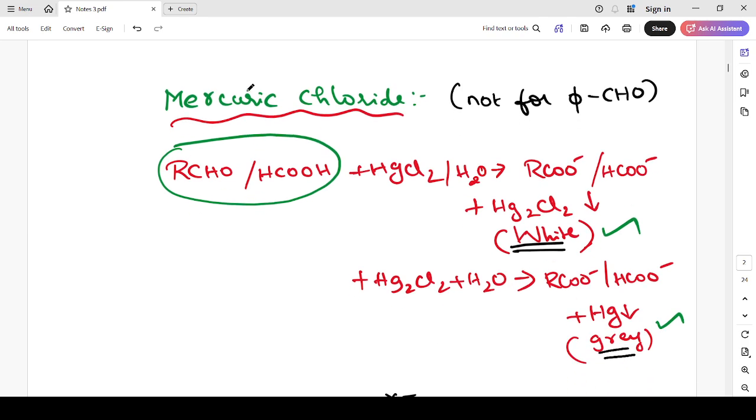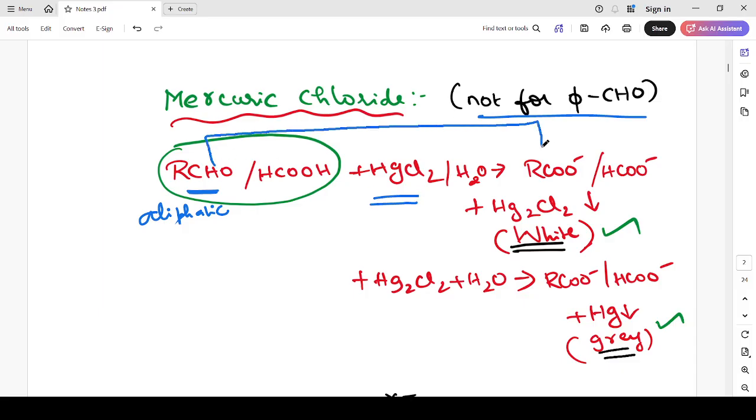The next reaction is with mercuric chloride. I have an aldehyde. Aliphatic aldehyde reacts in this reaction, not aromatic aldehyde. Treated with HgCl2, mercuric chloride, the aldehyde is getting oxidized to carboxylate and HgCl2 is getting reduced to Hg2Cl2, white in color.